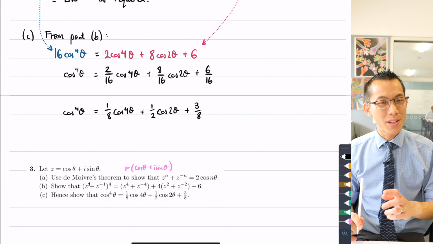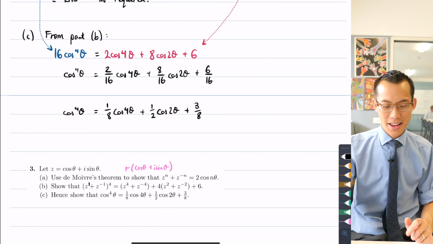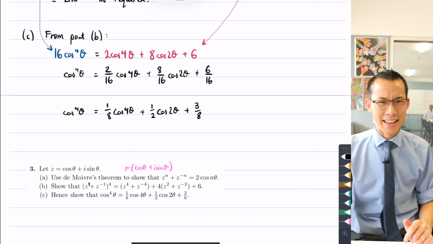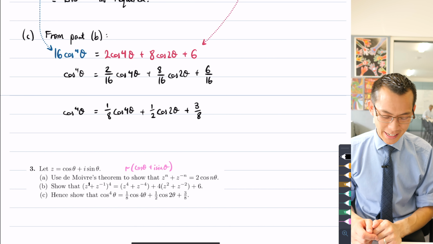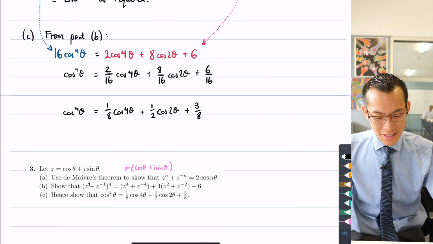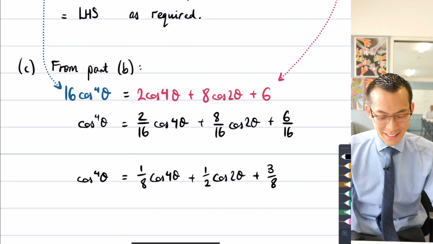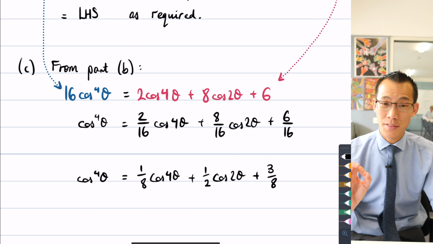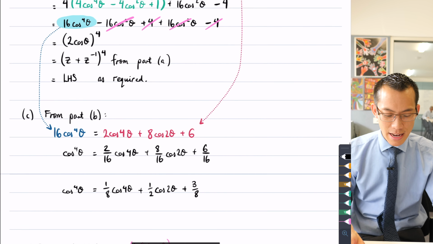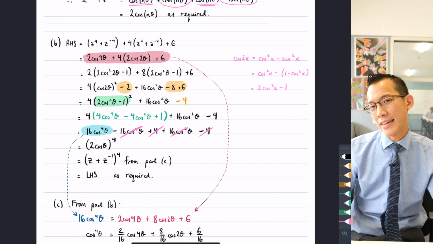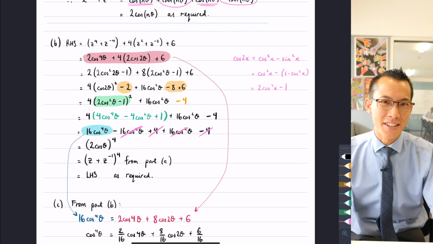So even though it was the last part of this question, and sometimes final parts can be very intimidating and full of very long working, in this case, it was pretty simple. Part C was barely two lines. We just had to identify the most appropriate spots in part B where we could use them as our launch pad for proving the desired result.